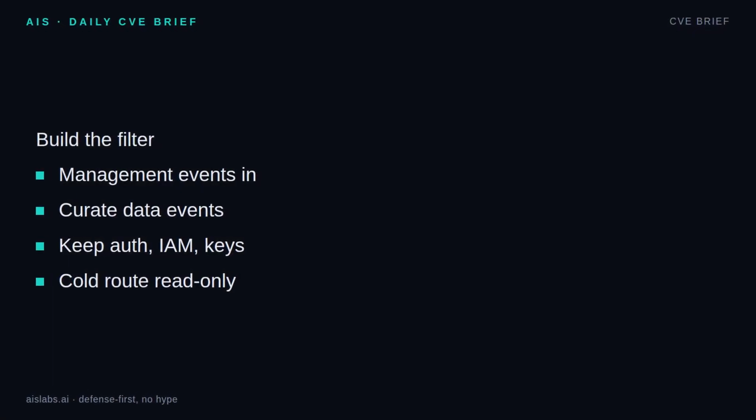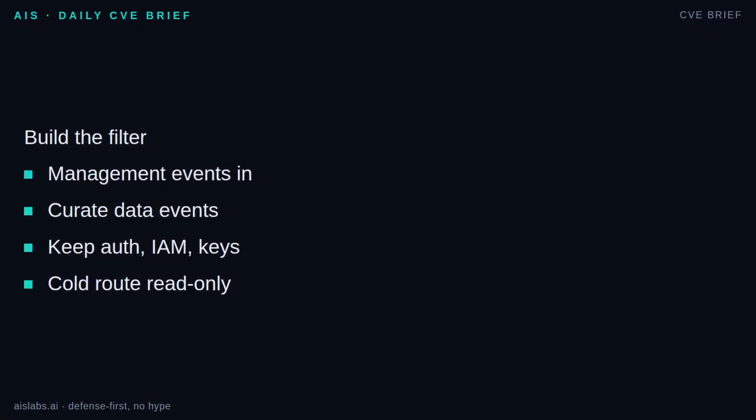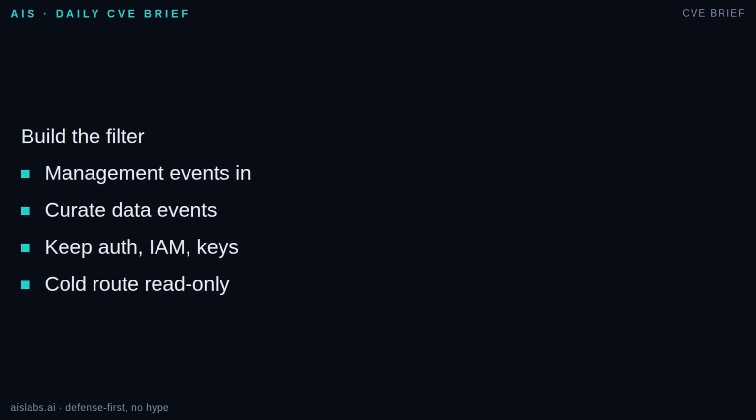Build the filter in layers. First, keep management events by default. These are control plane records. Create, update, delete, attach, detach, enable, disable, rotate, assume, login, and policy changes. Second, explicitly keep security outcomes: authentication failures, access denied spikes, identity and access management changes, changes to logging, changes to network exposure, key creation, key deletion, and key usage by sensitive services.